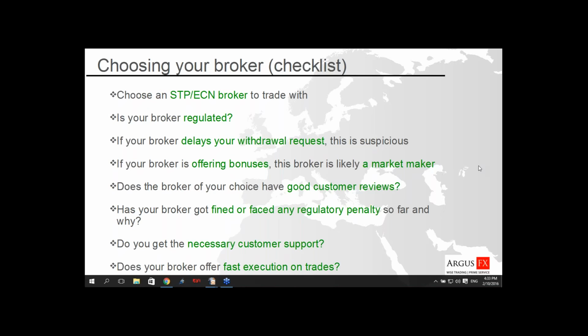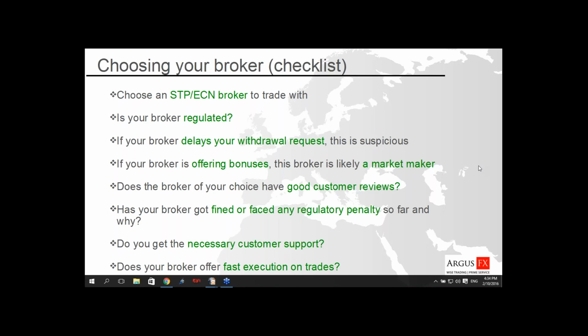Do you get the necessary customer support? In other words, does your broker provide you an environment where you feel safe, that you understand what you are doing? Does it give you the necessary support? Are you able to trade? And in the scenario you have any questions, can you get the right answer at any time?